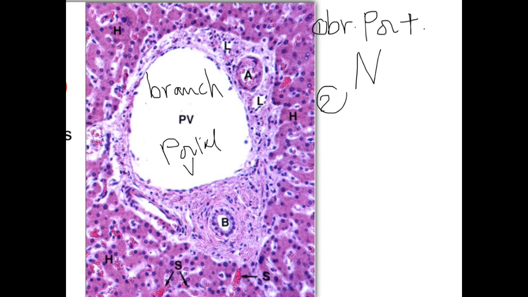So we have also a branch. Don't say hepatic artery, it's wrong. You should say branch of the hepatic artery, which brings the oxygen for the hepatocytes.